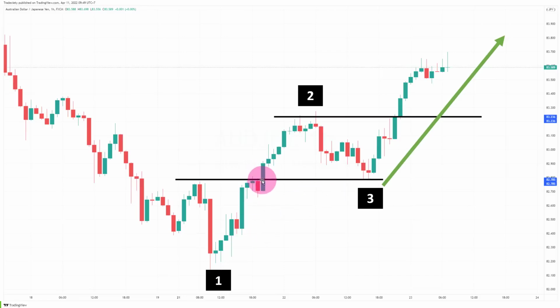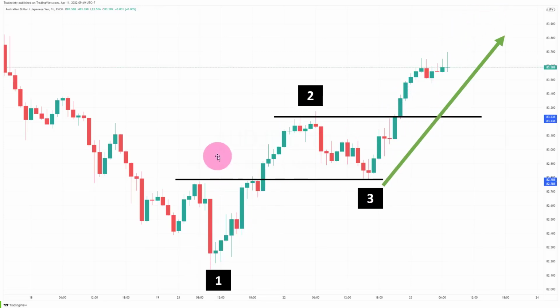And this is where the 1, 2, 3 pattern starts. The 1 to 2 is signaling our first move against the previous trend direction. So we are breaking the previous downtrend structure. We are making our first higher high. And from 2 to 3, we are making the first higher low. And then you can often see that the market is continuing into the new trend direction.